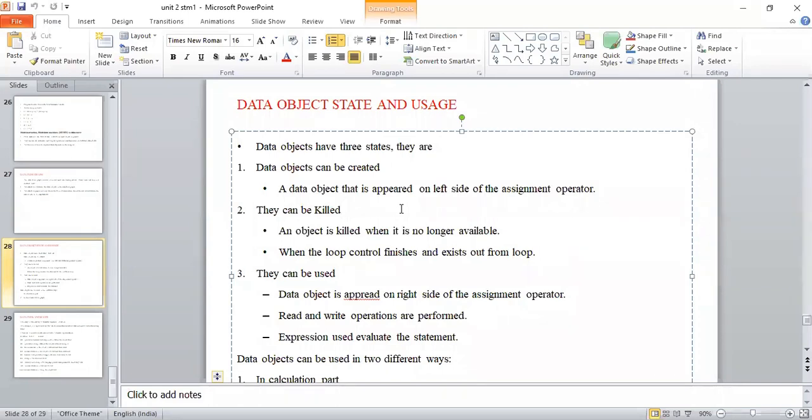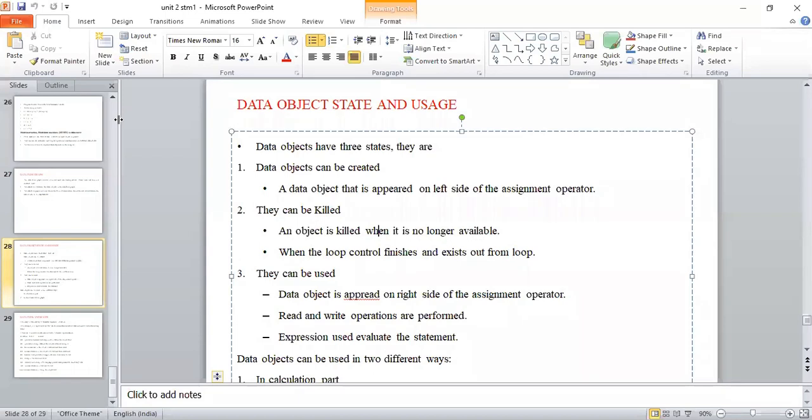Okay, the killed state is nothing but killing that data object, so it is not used anymore. After killing, that object cannot be used further. An object is killed when it is no longer available, so it is not useful for the next steps in the flow. If it is not necessary to use that object in the next flow, then we can decide to kill that object. That type of state is called the data object killed state.